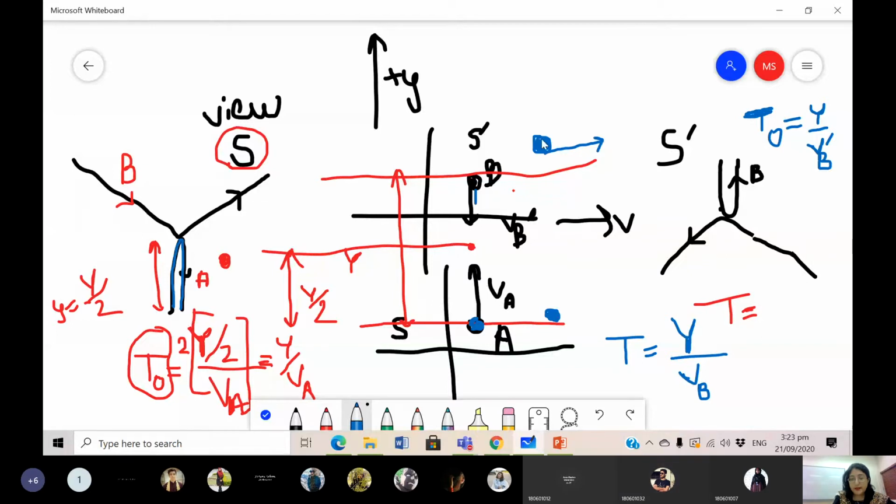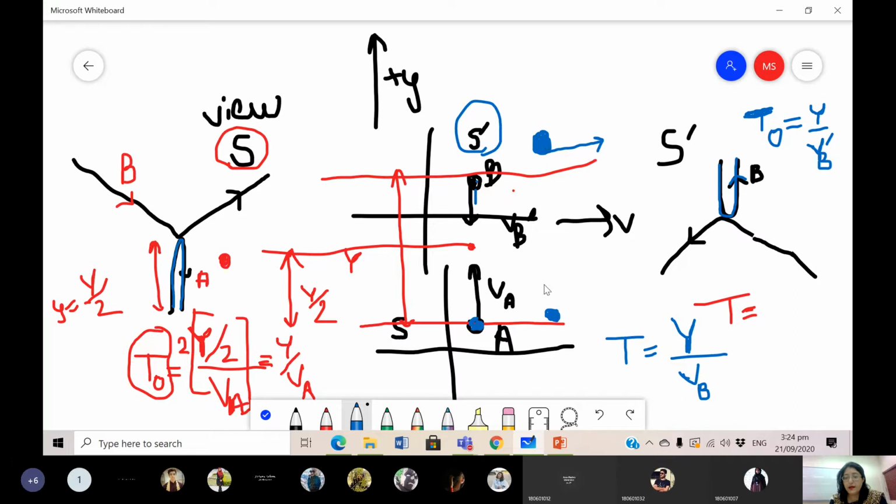Now, if the observer is sitting in frame S dash, it will observe B to move like this and like this. इसके लिए भी proper time होगा. Proper time हम कहेंगे T0 is equal to y divided by VB dash. Why can we call both of them T0? Because VB dash was equal to VA. दोनों हैं proper times. One is a proper time for B, one is a proper time for A.